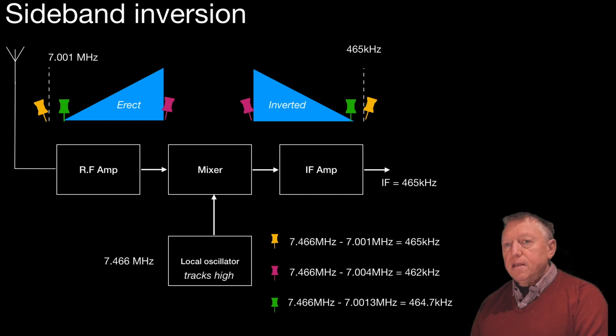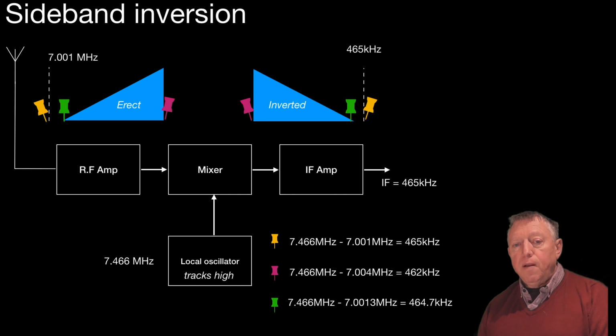I don't think it's necessarily important for the advanced exam to be able to work these out, although we'll have to look at some example questions to make sure. But it is important to be able to understand the principle that when you go through the mixing process, sidebands can be turned the other way up.